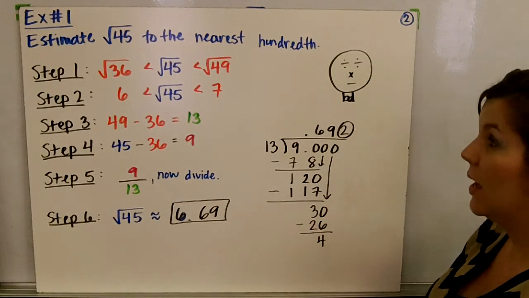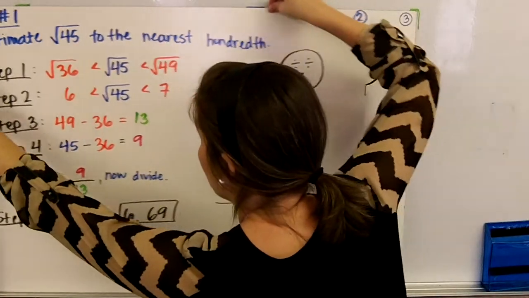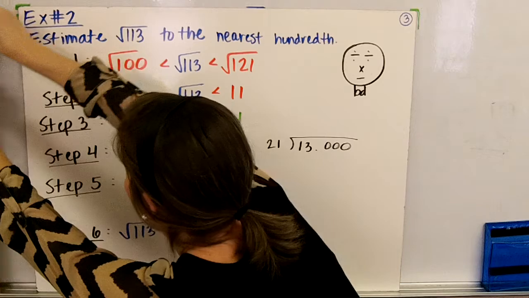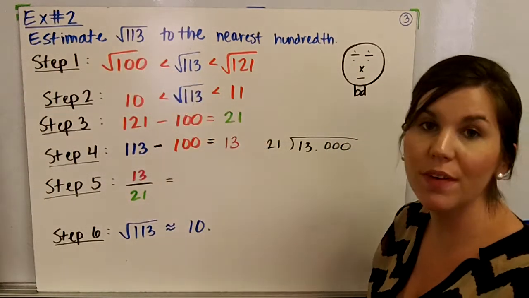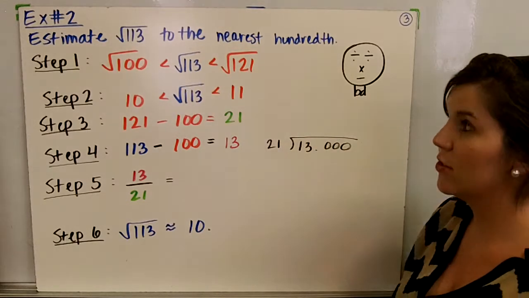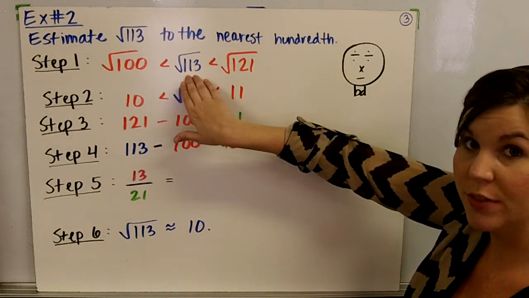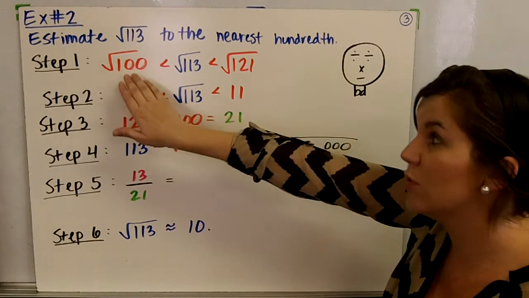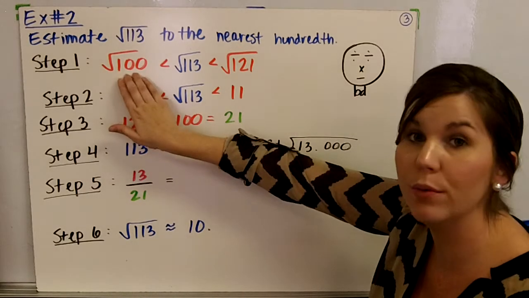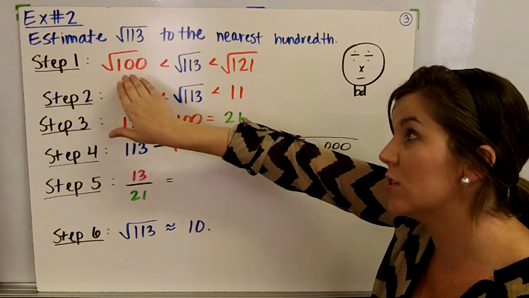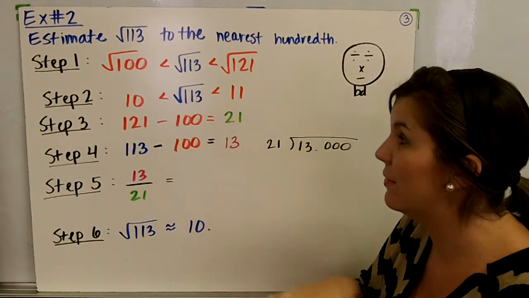All right, let's do another example together. All right, example number 2. Estimate the square root of 113 to the nearest hundredth. So again, we want 2 places after the decimal. 113 is between the 2 perfect squares, 100 and 121. Second step, take the square root of the perfect squares. The square root of 100 is 10. The square root of 121 is 11.